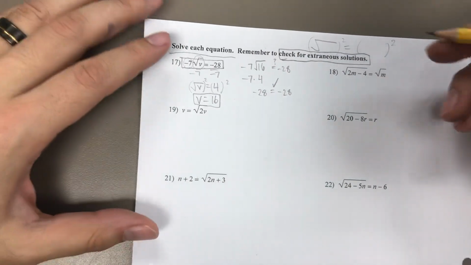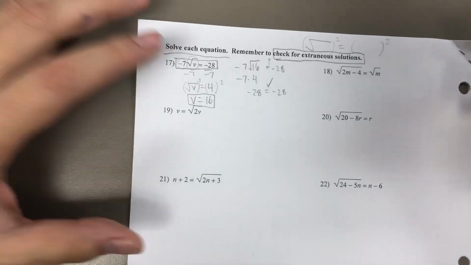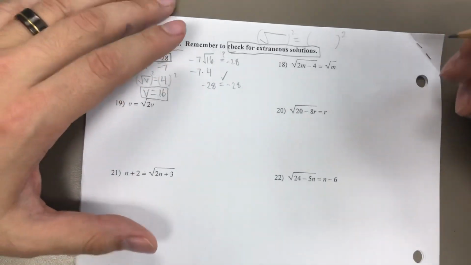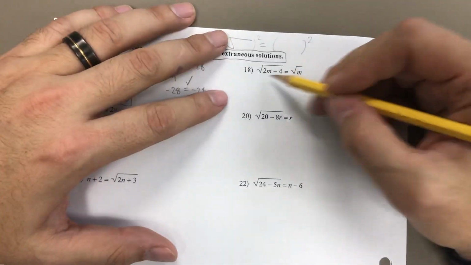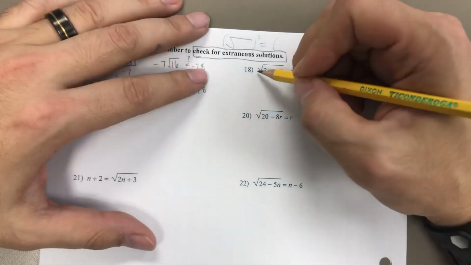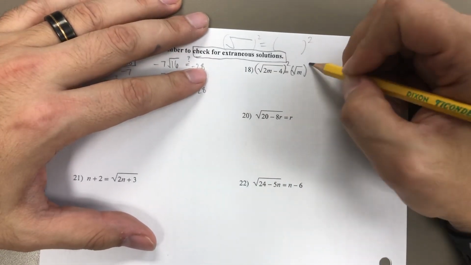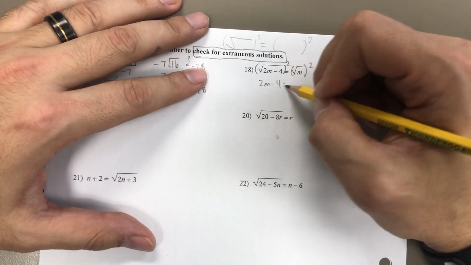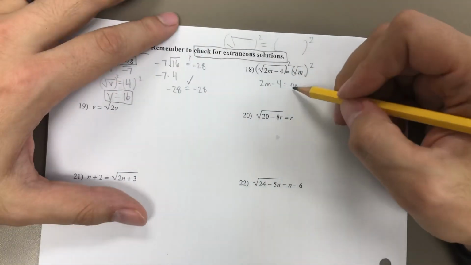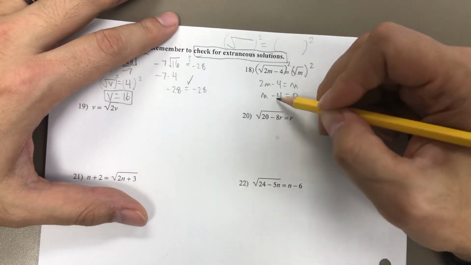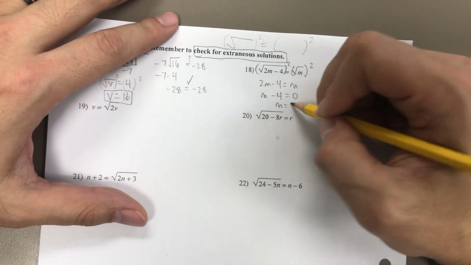So we're going to go through the next couple pretty quickly because it's almost identical. And then when we get to 21 and 22, it's a little bit different, but still not that difficult. So the square roots are already all by themselves. There's no adding, there's no multiplying outside the square roots, so all we need to do is just square both sides. So we square both sides, that just gets rid of the square roots, and we have 2m minus 4 is equal to m, and then just start solving. So subtract m from both sides, you get m minus 4 equals 0. Add 4 to both sides, you get m is equal to 4.